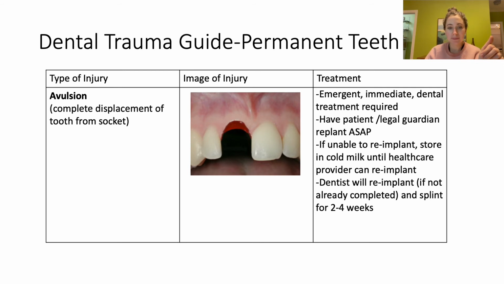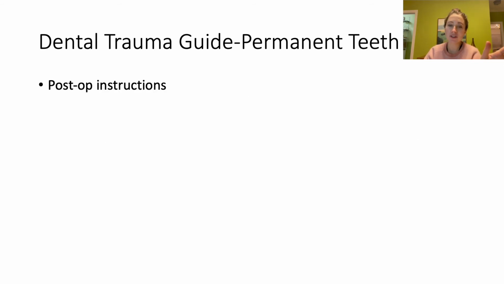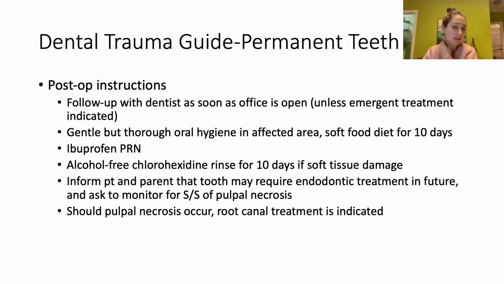For post-op instructions, they are the exact same as what we say for primary teeth, but if pulpal necrosis, or death of the nerve, should occur following the injury, a root canal is indicated. So for baby teeth, if the nerve dies, we typically just take it out. If a permanent tooth nerve dies, we don't want to take away people's teeth, especially not their permanent front teeth. That's when we'll do a root canal.